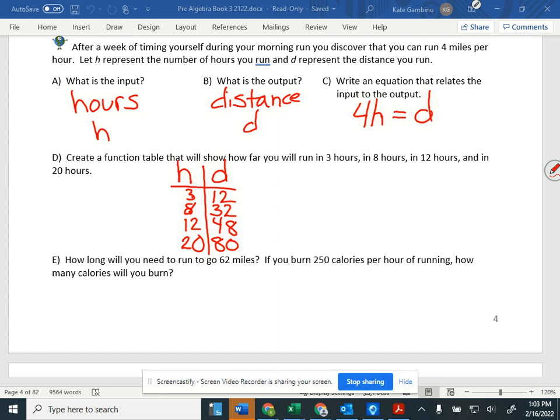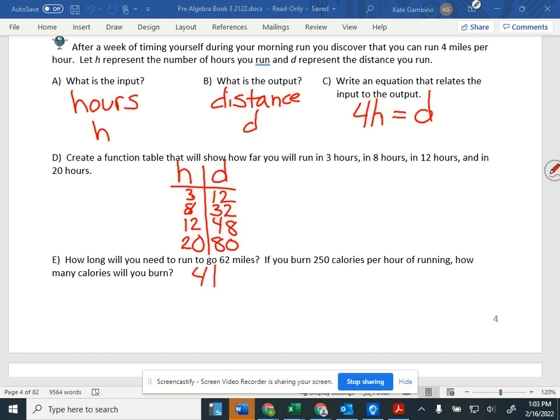How long will you need to run to go 62 miles? So this is a 2-question problem. So we're going to do the first question first. How could I solve that? If my distance is the output, how do I solve this, Amelia? You divide 62 by 4.